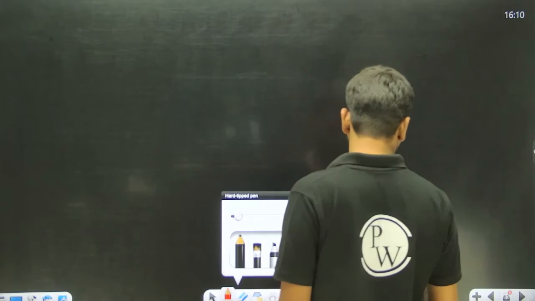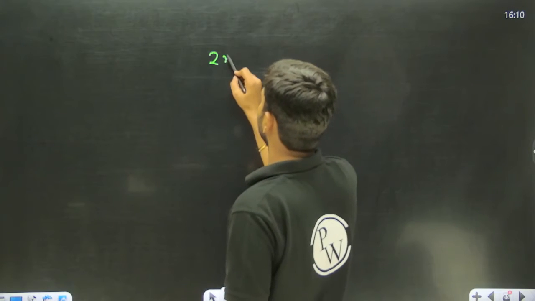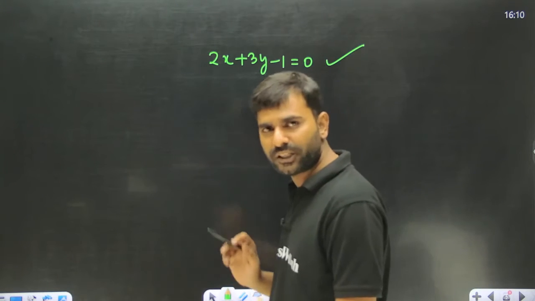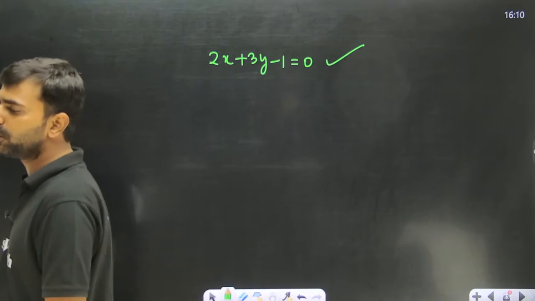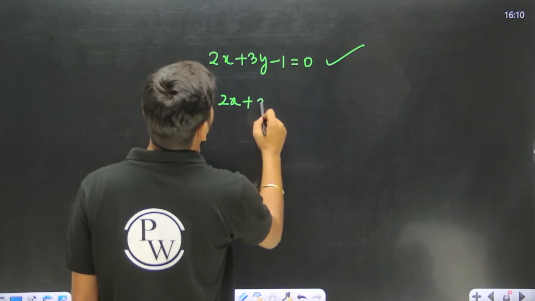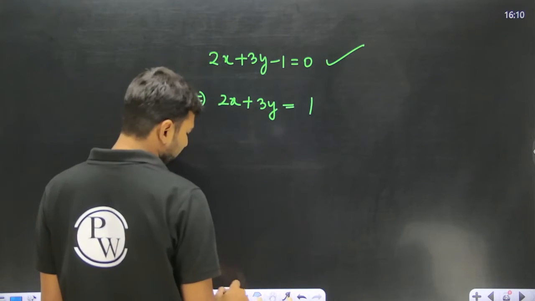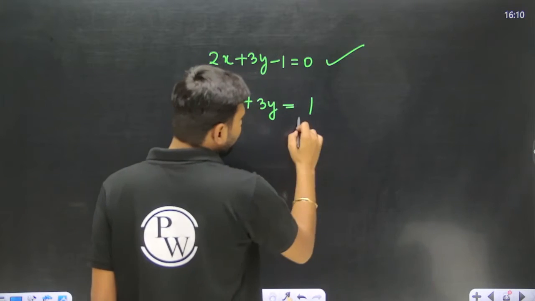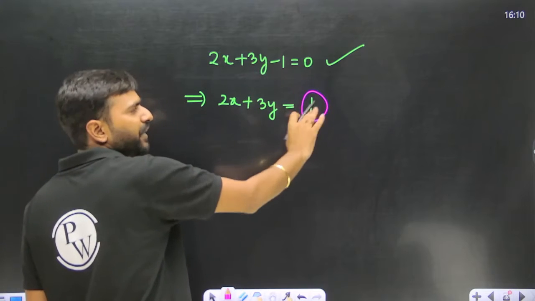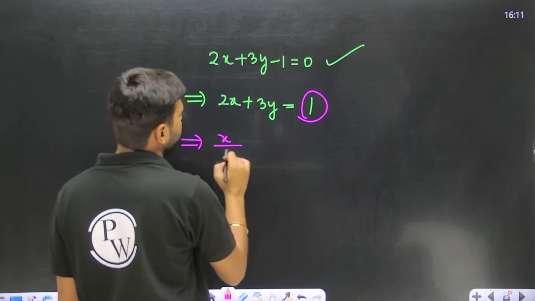Let's say 2x plus 3y minus 1 equal to 0. This is some general form given to me, and I want to convert it into double intercept form. How will I do that? I will first take the constant term onto the right hand side. Now, if it is not 1, I'll try making it 1 first. Since over here it is already 1, I can rewrite my equation like this as well.